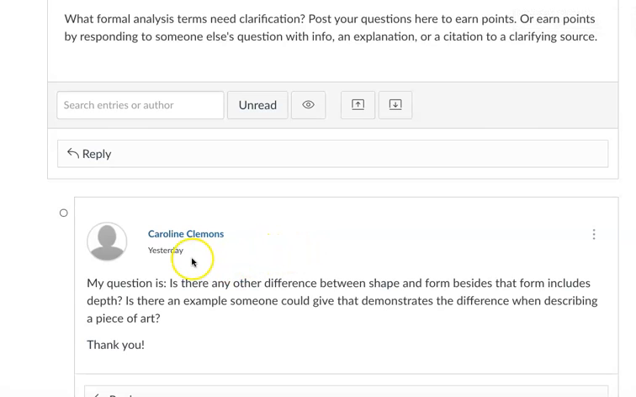So Carolyn asks a good question about the difference between shape and form. Is there a difference besides the fact that form is understood to include depth? So this is something very subtle, and it involves the fluidity of language. So I think some examples would help.